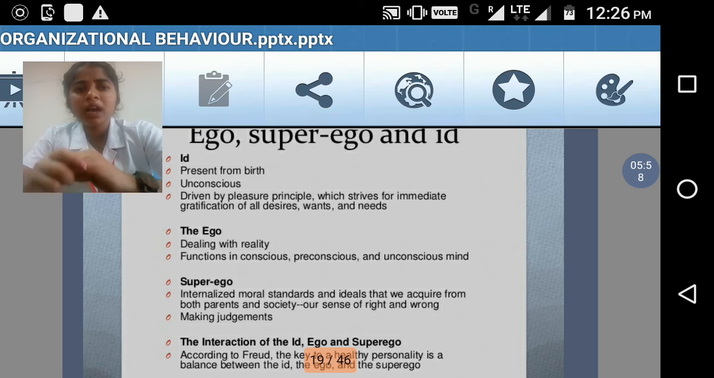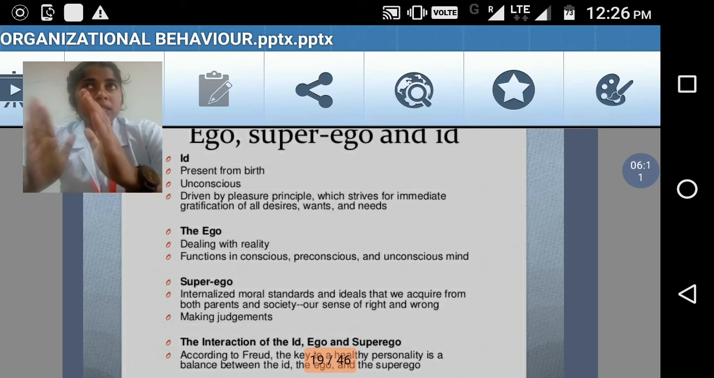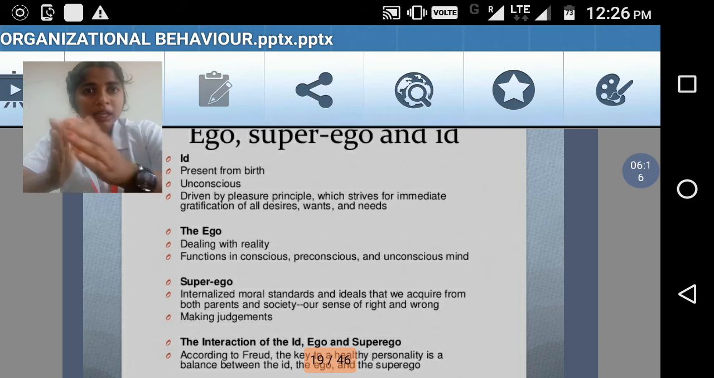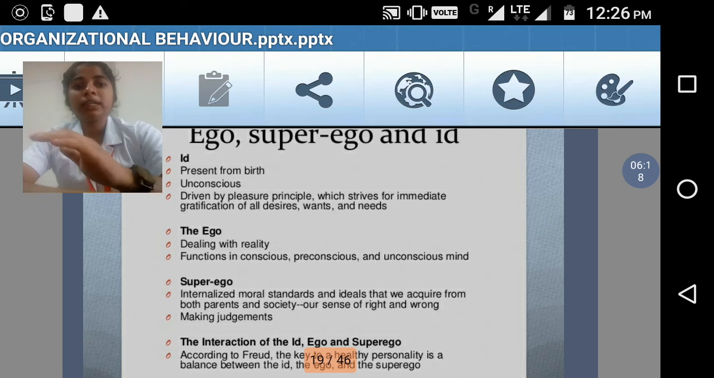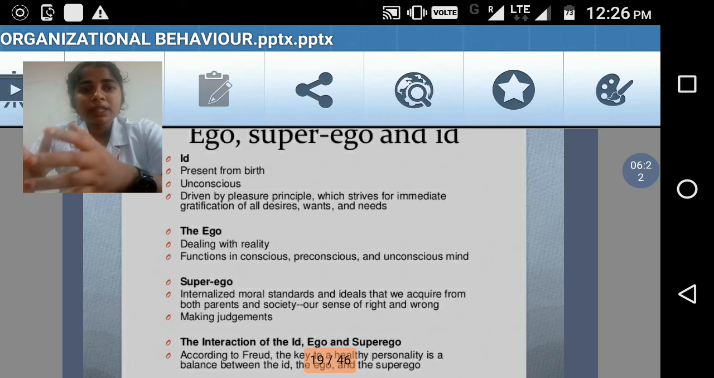Next one is the superego: internalized moral standards and ideals we acquire from both parents and society, our sense of right and wrong. So what our parents have said, what our teachers have said, what society has said, whether that is right or wrong, it follows only morality, only ethics, only the right things. Only the superego will follow.